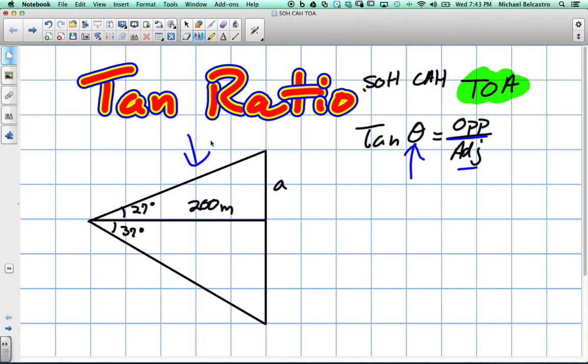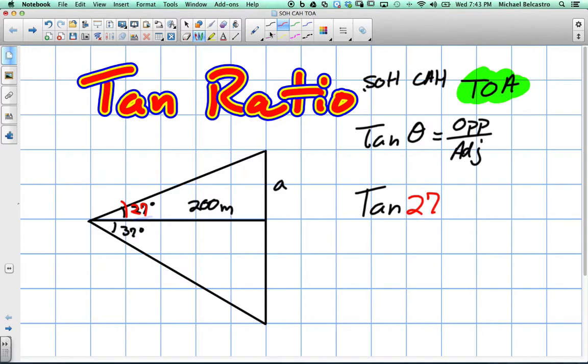So let's say we're working with this top triangle, and 27 is our specific angle. Then I would write tan 27 is equal to, I've got to figure out what's opposite. What side is opposite of our 27 degrees? A. Yeah, that's our opposite. It's kind of confusing because it's O and there's an A, lowercase a. What is the adjacent side to that? The base. And how long is the base? 200 meters.